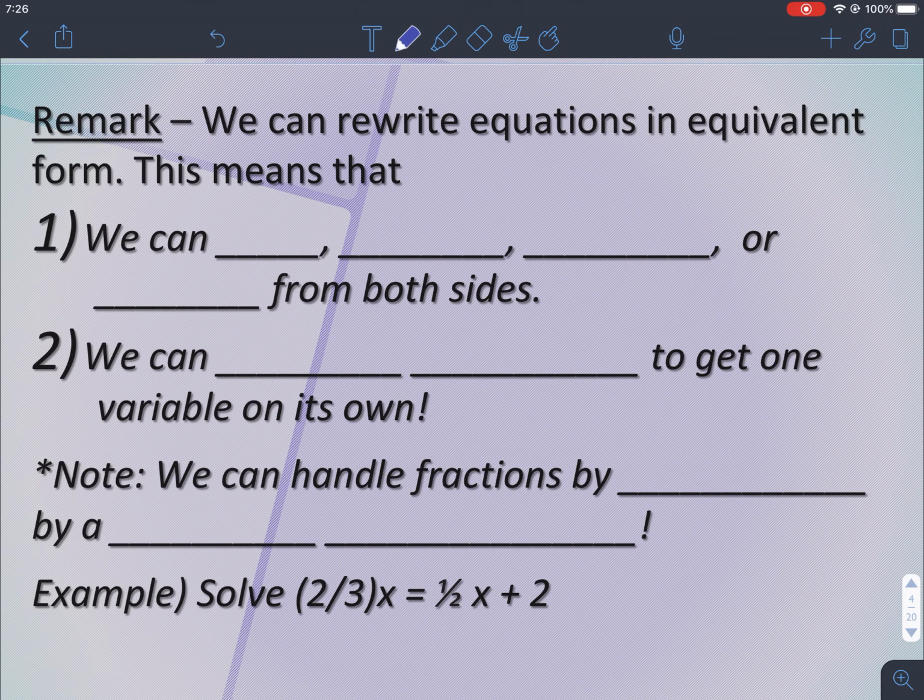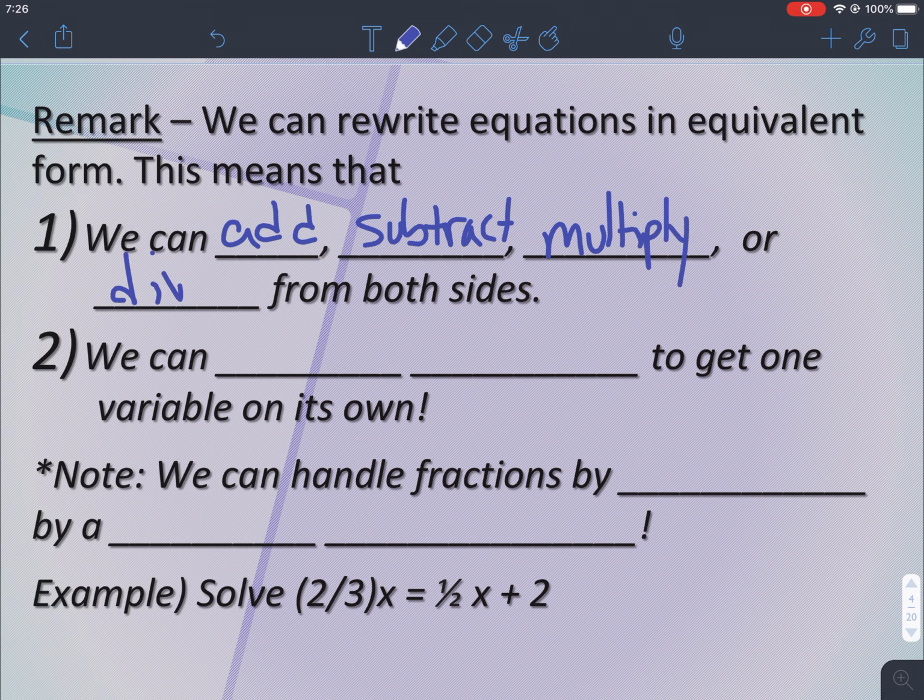We can rewrite equations like we just did in equivalent form. Officially, we now say that we can add, subtract, multiply, or divide on both sides. Chances are you've been doing this before, but we're actually writing it down and saying, okay, we can write equivalent equations, add, subtract, multiply, divide both sides, and that allows us to solve equations and get one variable by itself.